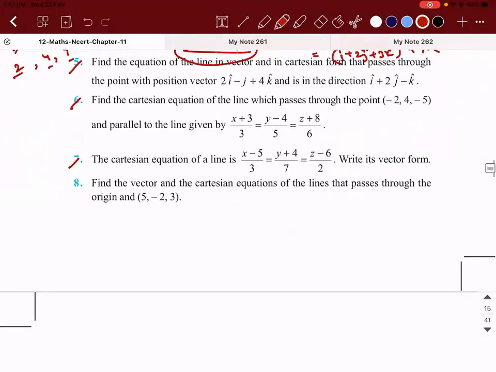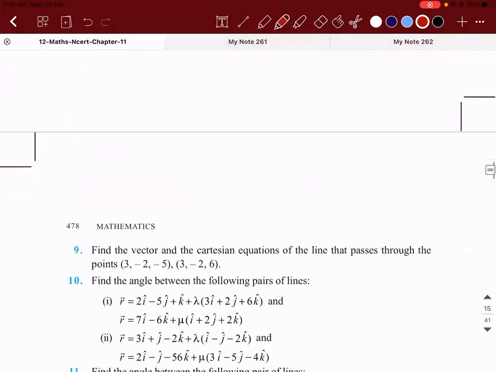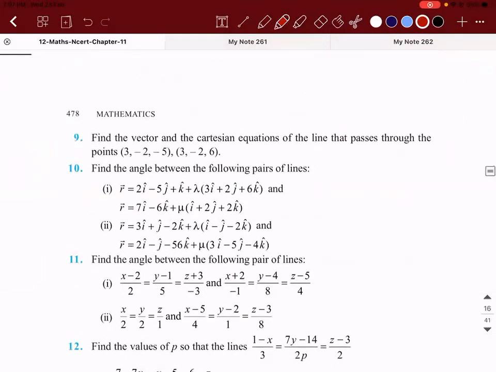We have already discussed the 8th one also, you can do it because it's the equation of a line passing through 2 points. The 9th one also you can do, Cartesian form for lines passing through 2 points. 10th one, you can do or not? Tell me. Find the angle between the following pair of lines. Will you be able to do it?